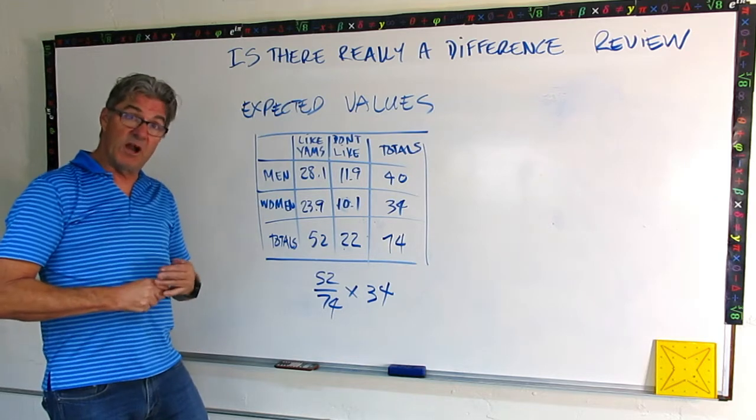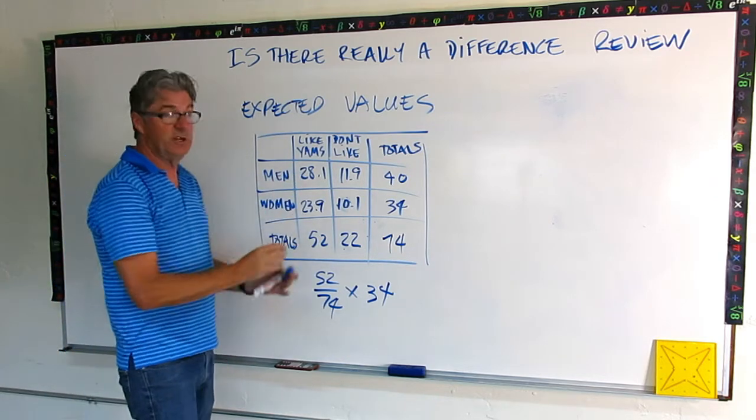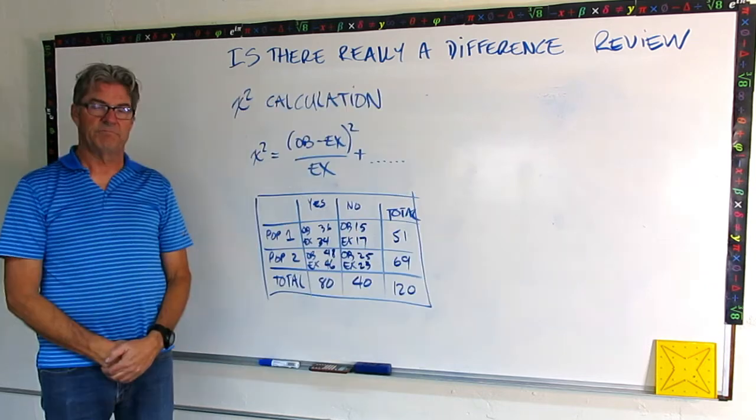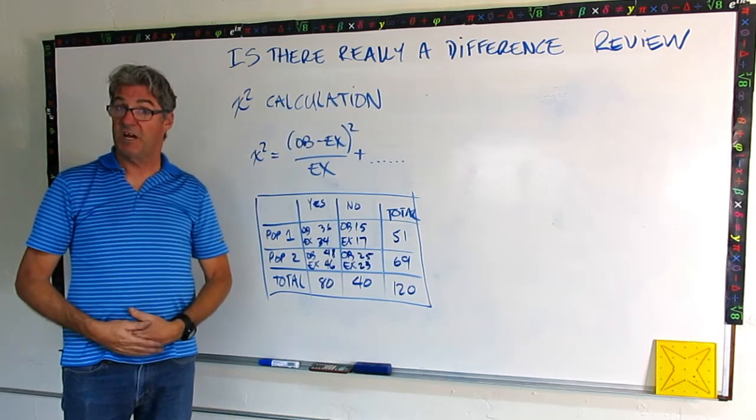Now when you do your chi-square, you're going to have your observeds in here also, and you're going to use all that data to do your chi-square calculation. Okay, let's do another example and do a complete chi-square calculation.